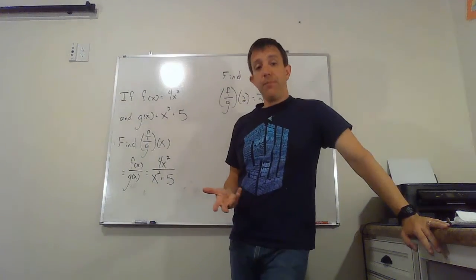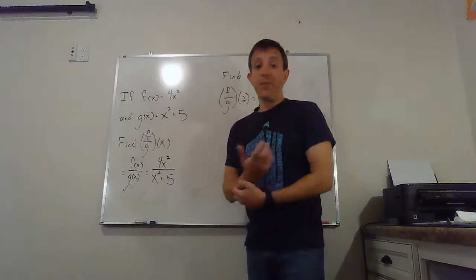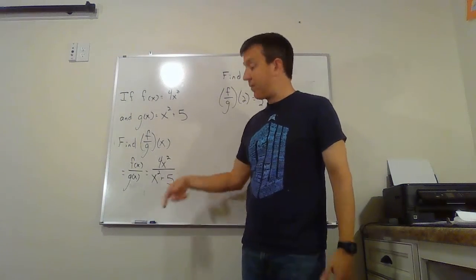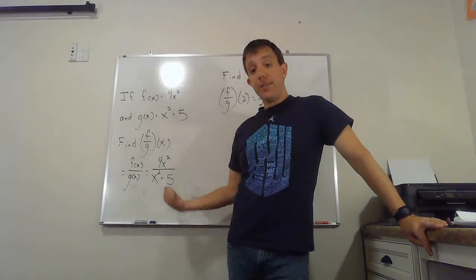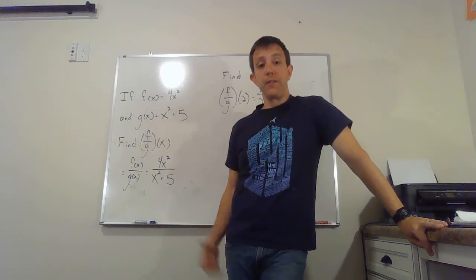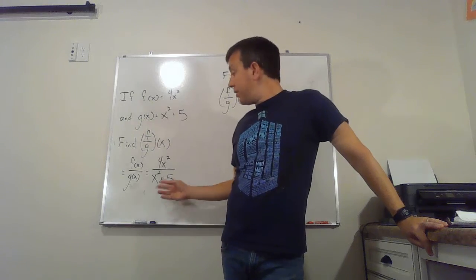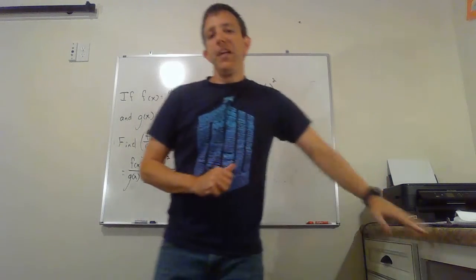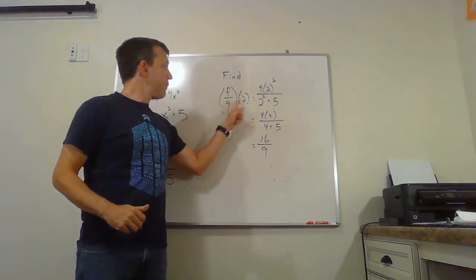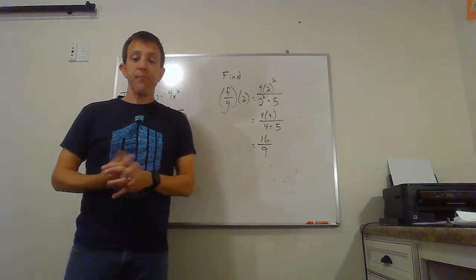And in this case, because it's division, we can't simplify this thing. We have this 5 hanging out here, so we can't get rid of the x squared. This is our new function. This is the division function. And I'm going to use this now for another problem. I'm going to use it now to find f over g of 2.